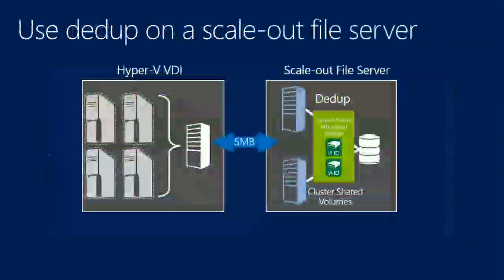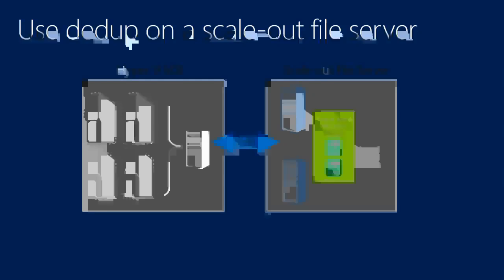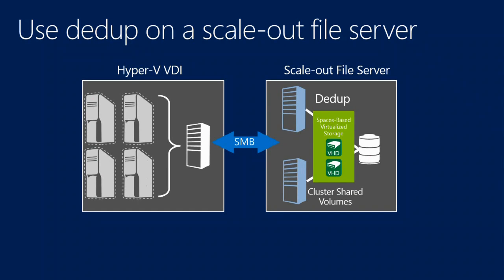So let's look at the scenario for this. As I said, we recommend using this on a scale-out file server. This is aligned with the architectural vision model that I showed earlier in the presentation. VDI sessions running on Hyper-V, usually clustered, and running over SMB to the scale-out file server.